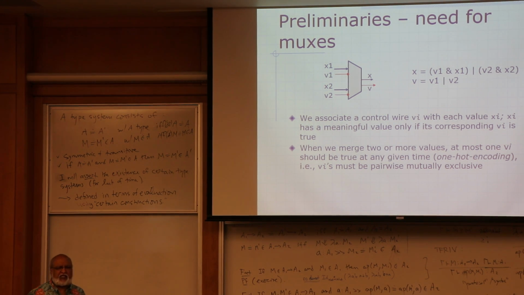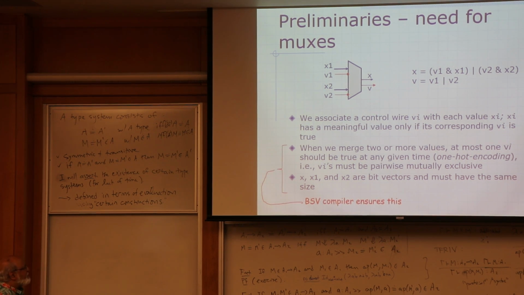This is often referred to as one hot encoding. So you have a mux with n lines going in, right? But at most one of them can be true. At most one of the VIs can be true, okay? And of course, all these things must be of the same bit width. All this is being enforced by the compiler. It will make sure that only one of the lines is true, that only one of the predicates is true, whenever it uses that kind of thing.